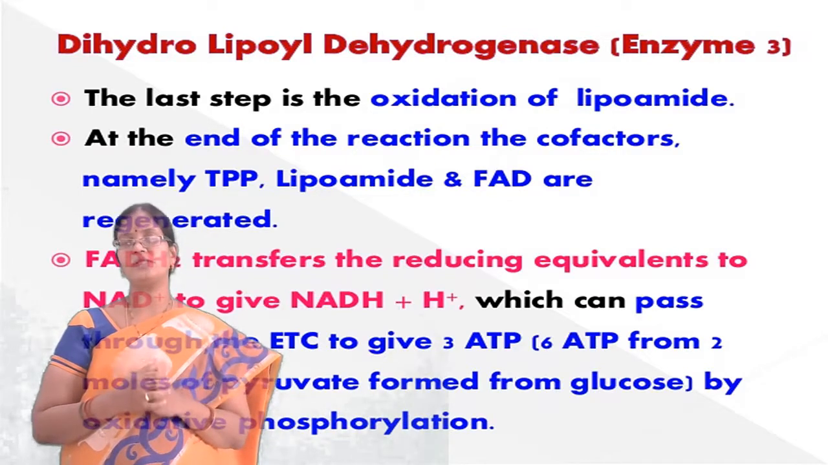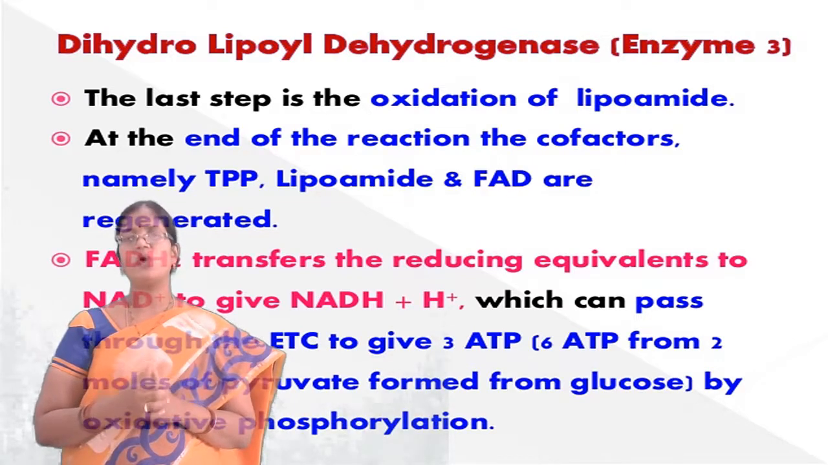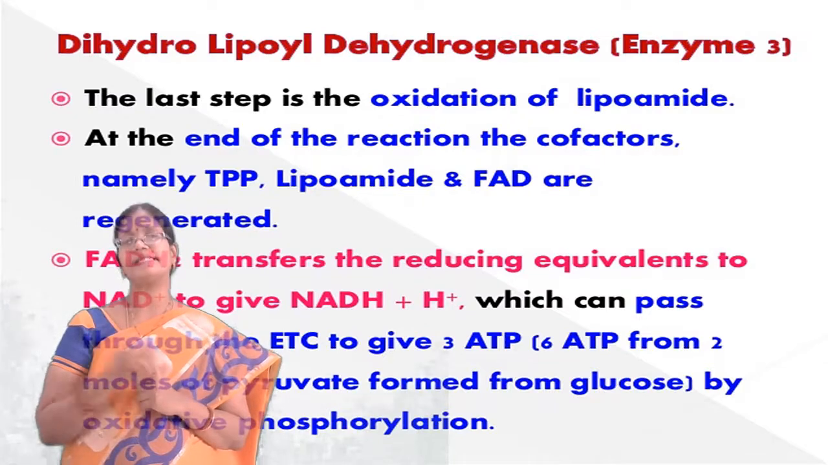In case of glucose, 2 pyruvate will be generated, and their oxidation produces 2 times 3 ATP. So as a result, we will get 6 ATP.